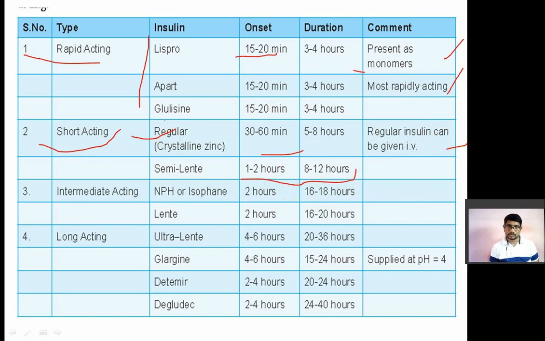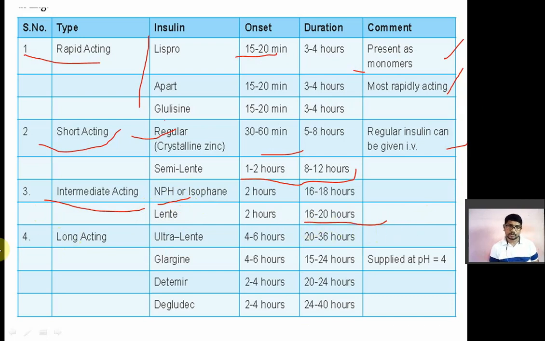Now intermediate acting insulin preparation. So neutral pH insulin or isophane insulin. Duration of action is around 16 to 18 hours. Then lente insulin, again duration is around 18 to 20 hours.